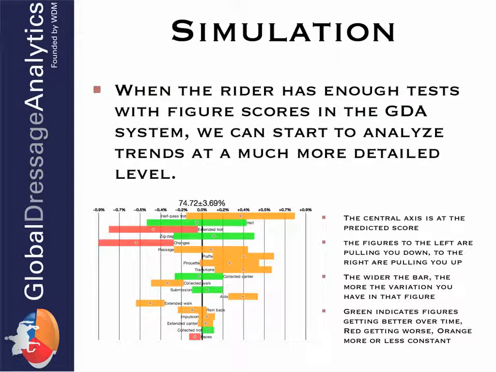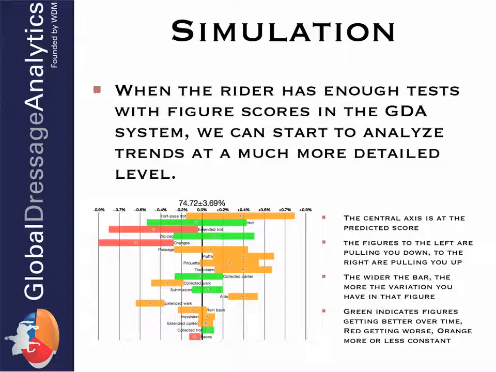Now we come to what I think is the most powerful feature of Global Dressage Analytics. It's the simulation, sort of prediction packages. When we have enough tests, that means typically 3 or 4 tests over a period of at least a month or 2 between them, so that we can actually draw trends, we can start to analyze trends at a much more detailed level and really give you a lot more detailed feedback.